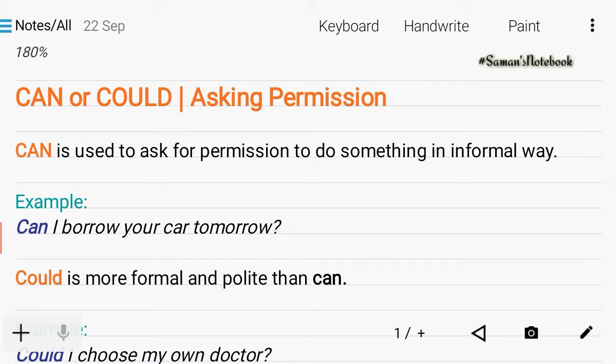Number 4th, can or could is used while asking for permission. Can is used to ask for permission to do something in an informal way. For example, can I borrow your car tomorrow?